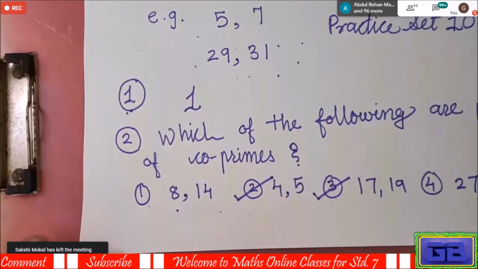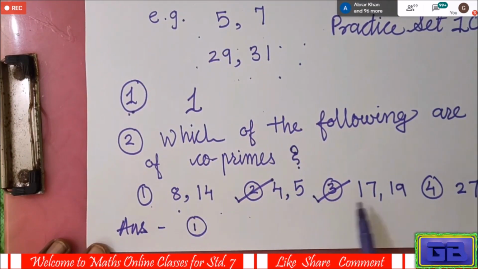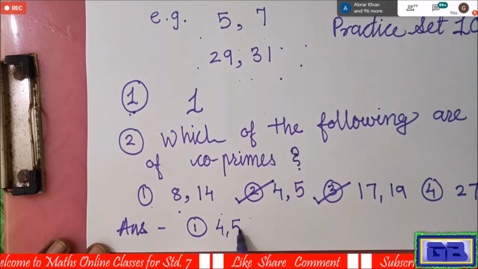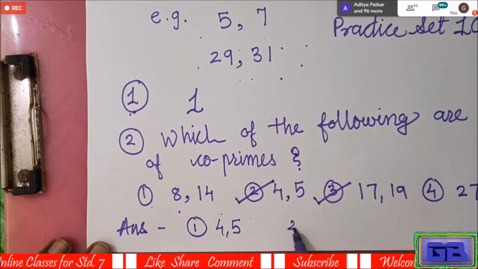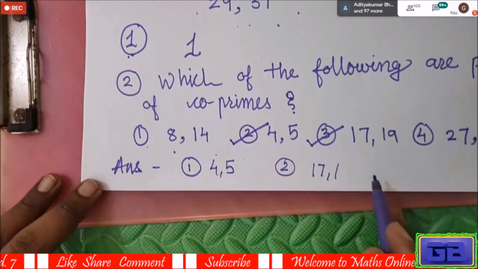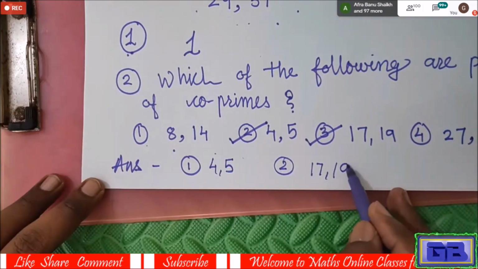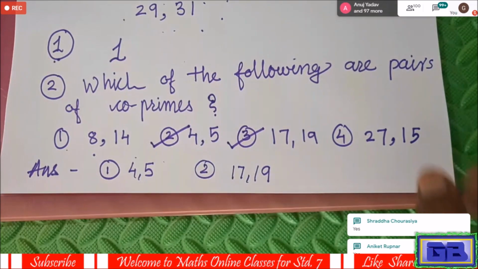So write down the answer. Number 1: 4, 5. Below that, leave one line and write down number 2: 17, 19. Now write down question number 3.